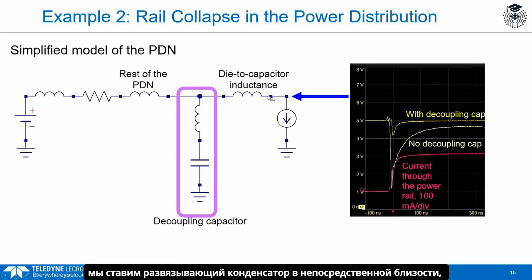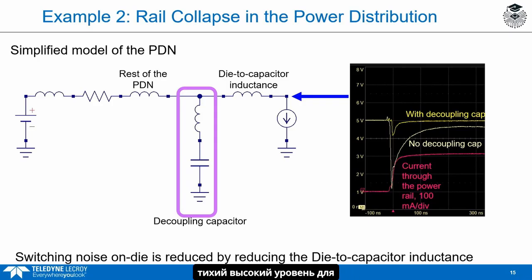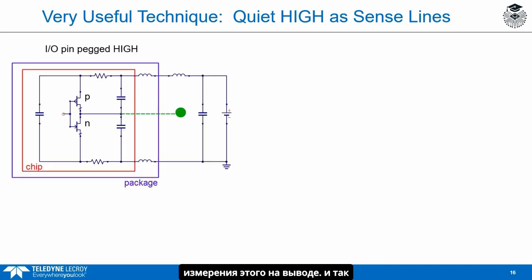We put a decoupling capacitor in close proximity. We still have inductance here, but it's dramatically less, and sure enough, we have a smaller voltage drop. That's just a rough example. Now, we're going to use the technique that I showed you before, this idea that we used quiet low. Now we're going to use a quiet high to measure this on die.